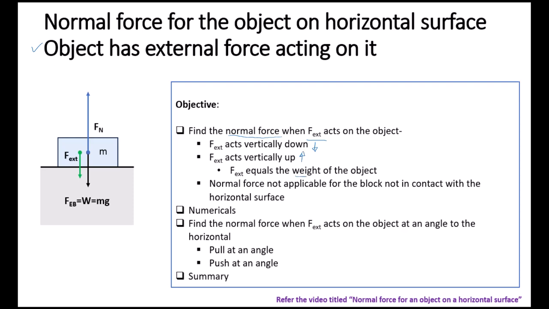and then a special case when the external force is equal to the weight of the object, and to see pictorially normal force not being applicable when the two objects are not in contact. We do some numerical, and then also as a special case, what is the normal force when F external is acting as a pull at an angle or push at an angle. And then finally the summary. I would highly recommend you to go through my earlier video mentioned below for a proper understanding.